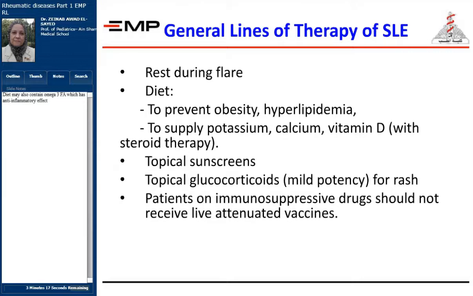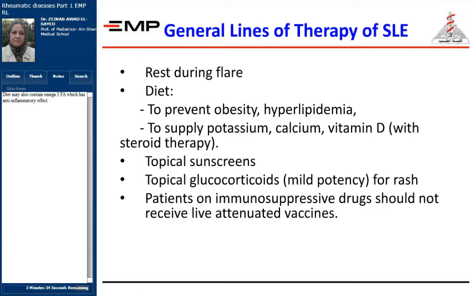The general lines of therapy of a patient with lupus are important, and they are as important as the immunosuppressive drugs. The patient should take good rest during flares of the disease. The diet of the patient should ensure that he does not go into obesity or hyperlipidemia, because these patients do not walk or do activity because of the pains. And because of the steroid therapy, they develop obesity. Again, because of steroid therapy, you have to supply the patients with potassium, calcium, and vitamin D. The photosensitivity mandates that the patient should put on sunscreens before going out to the sun.